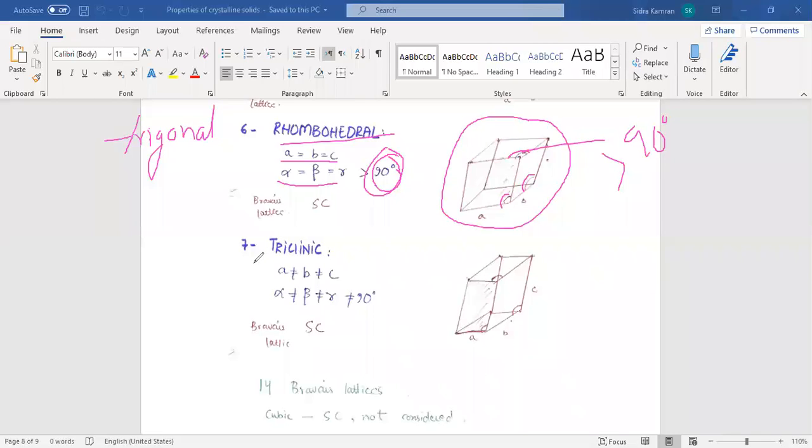Next we have the last one. Examples of rhombohedral are bismuth, aluminum oxide, sodium nitrate, potassium nitrate. So these are the examples of the rhombohedral crystal system.